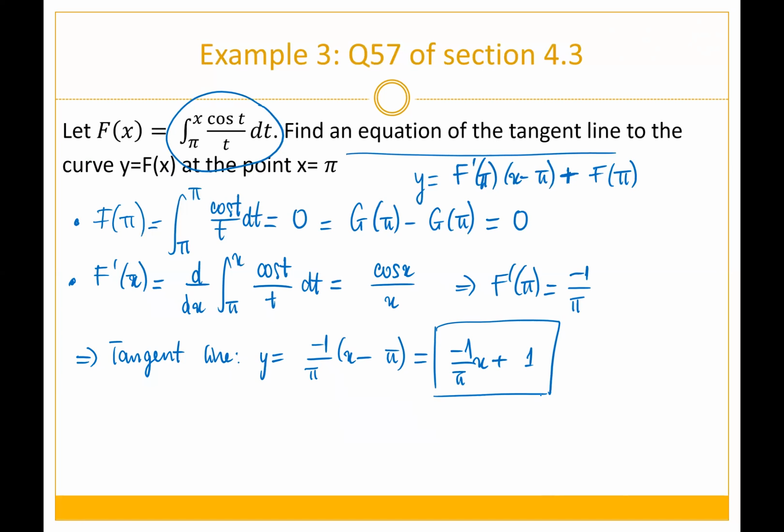So the most important part is being able to realize two key parts. The integral from pi to pi of a function is 0, because it's just that function minus itself. Then finding the derivative of the given function uses the fundamental theorem of calculus, and you just plug in pi to find the slope of the tangent. And then finally, you put everything together into the equation of the tangent line.